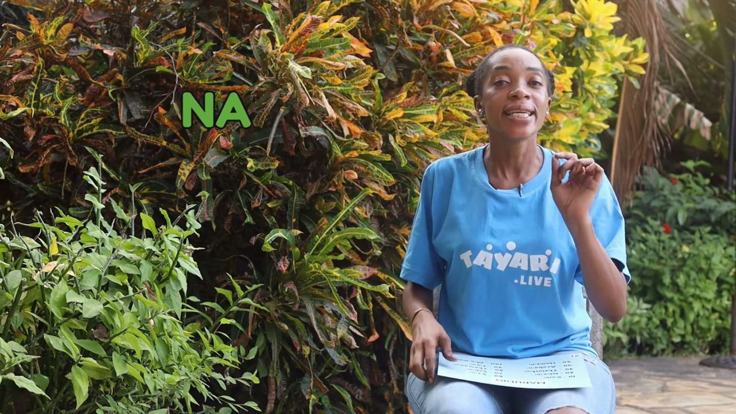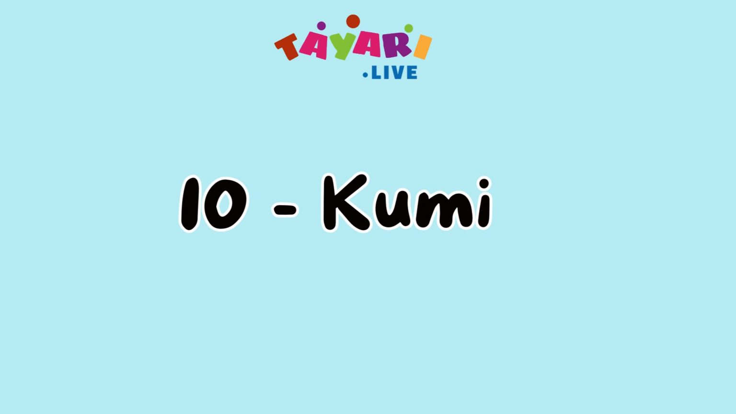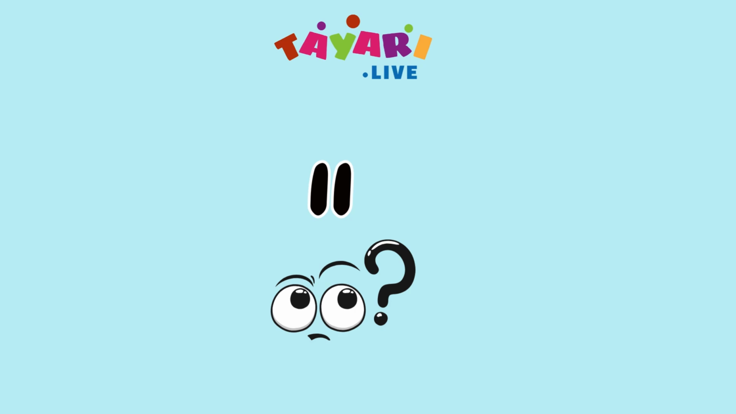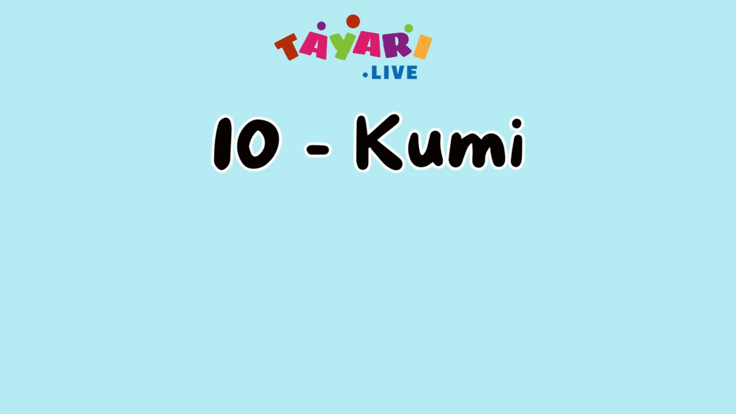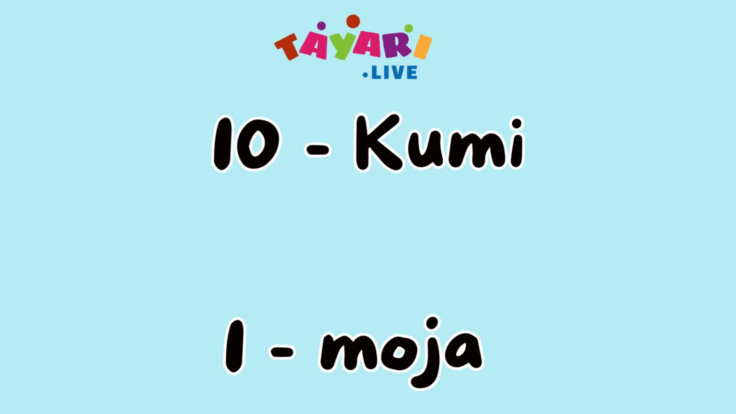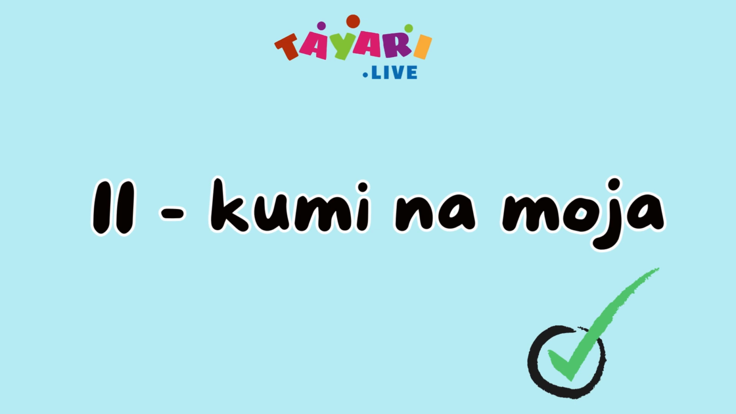N-A. Na. Remember 10 is 10 and you want to go to 11. What is 1? Moja. 1 is moja. So unachukua 10, unachukua moja, unaweka na, inakuwa 10 na moja. Good. Now you get it.